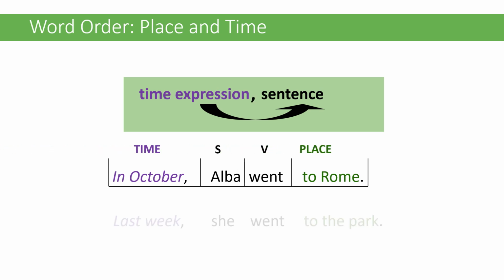So expressions of time can come at the beginning of the sentence. So look at the examples. In October, comma, Alba went to Rome. Last week, comma, she went to the park. A time phrase at the beginning of the sentence is followed by a comma.